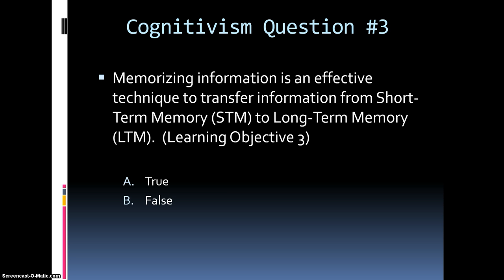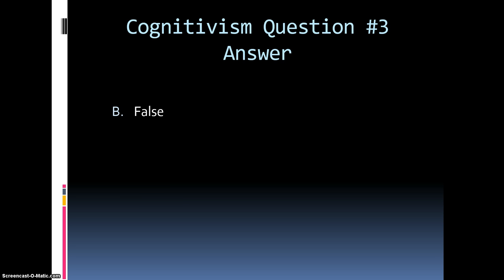Cognitivism, question number 3. Memorizing information is an effective technique to transfer information from short-term memory to long-term memory. And this is from Learning Objective 3. Is the answer A, true, or B, false? And the answer is B, false.